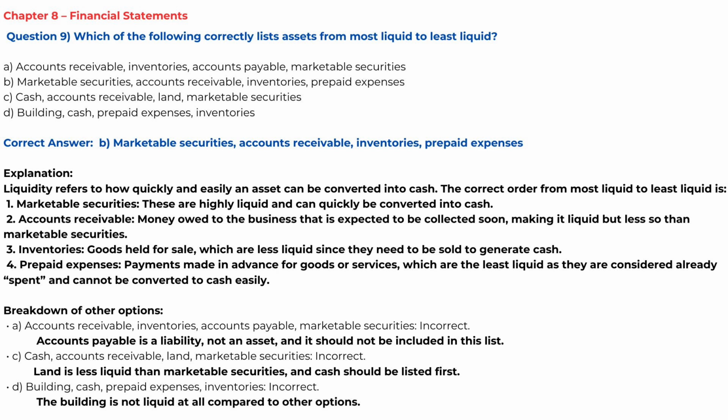C. Cash, accounts receivable, land, marketable securities. Incorrect. Land is less liquid than marketable securities, and cash should be listed first. D. Building, cash, prepaid expenses, inventories. Incorrect. The building is not liquid at all compared to other options.